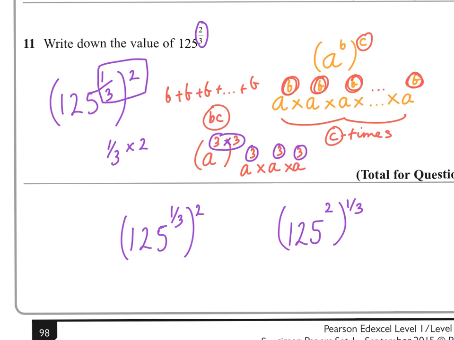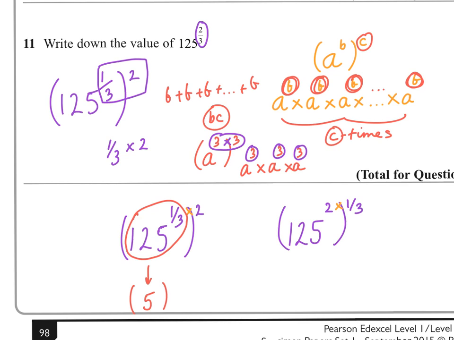Which again is exactly the same. Why? Because 1/3 times 2 is the same as 2 times 1/3. So they'd be both the same. But in your head, you should be able to work out the cube root of 125, because all that means is something times itself three times is 125. And that is 5. Because 5 times 5 times 5 is 125.